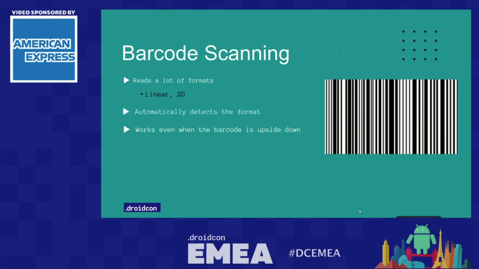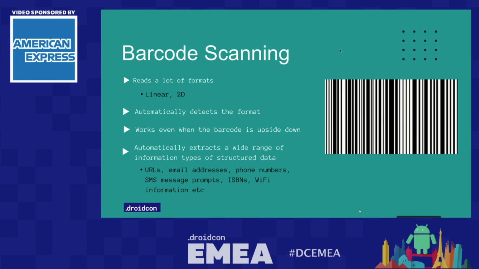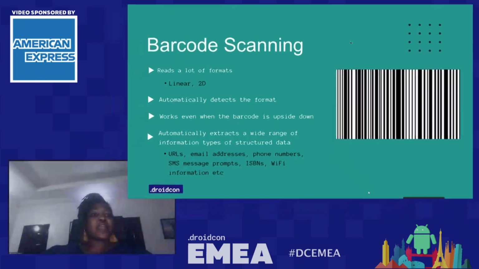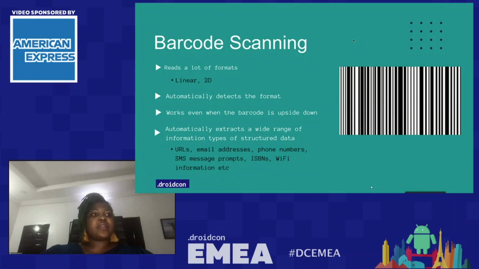Yeah, it works even when the barcode is upside down and automatically extracts a wide range of information, like I explained earlier. So it works with URLs, email addresses, phone numbers, Wi-Fi information, and a lot more than this.